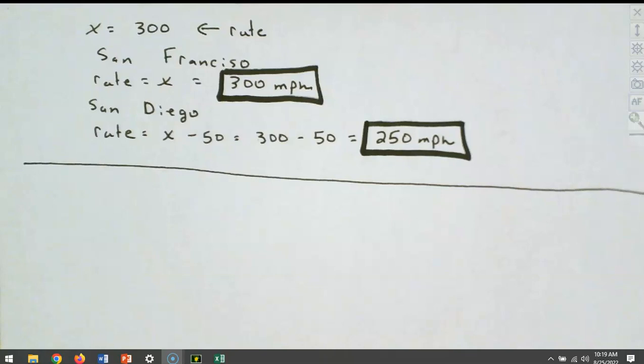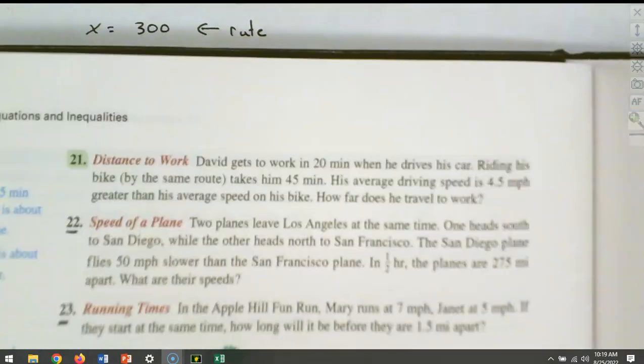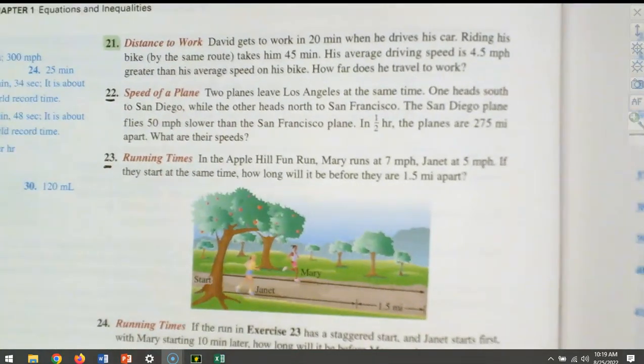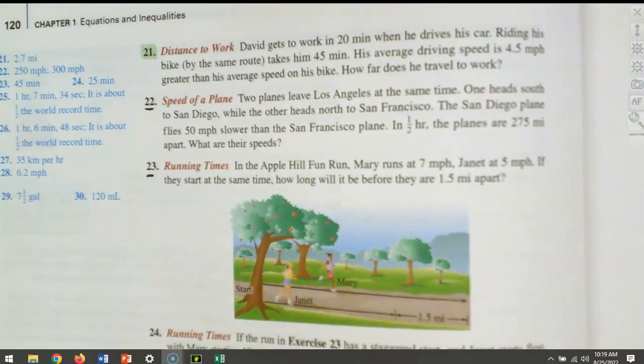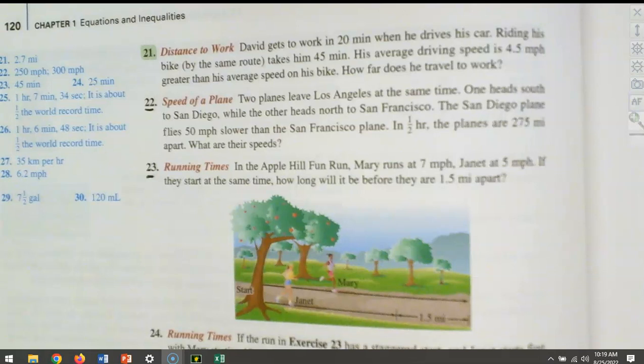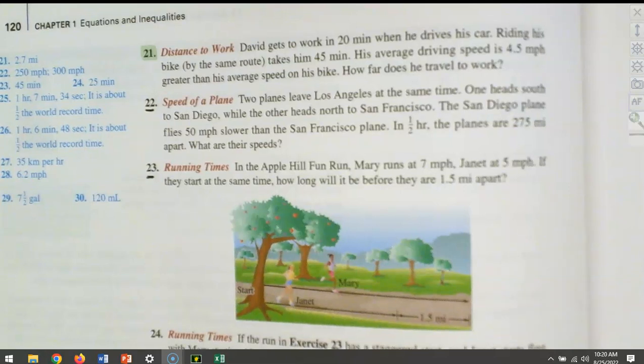So 23. Okay, 23 is going to be a subtraction question. In the Apple Hill Fun Run, Mary runs at 7. Janet runs at 5. They're going to start at the same time. And we want to know how long it will be before they are 1.5 miles apart.